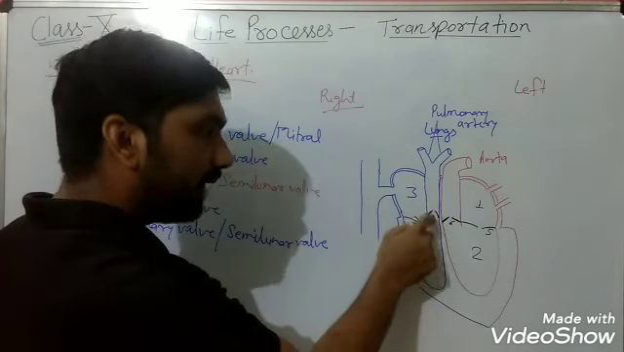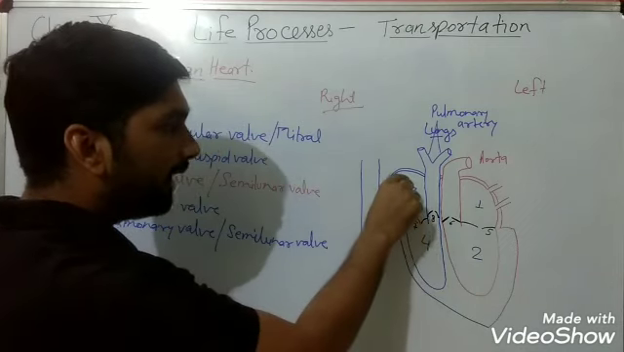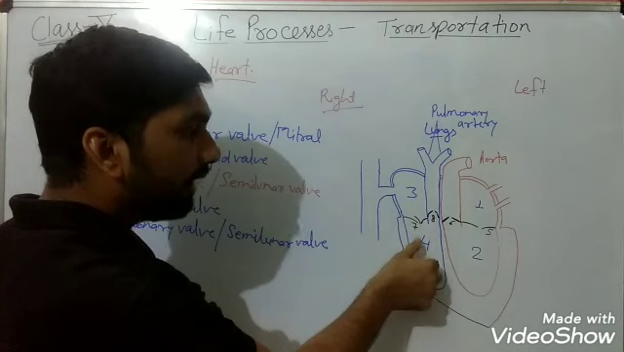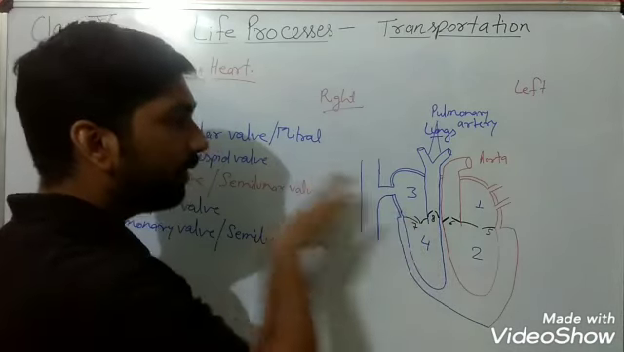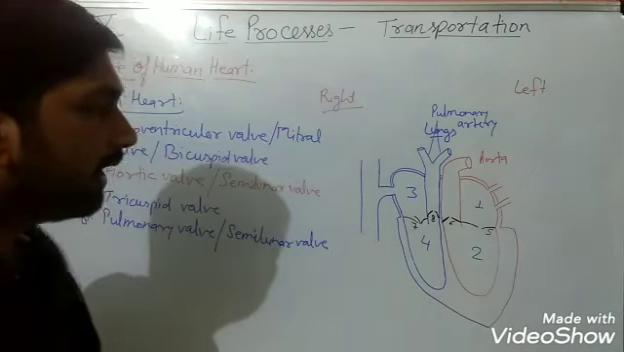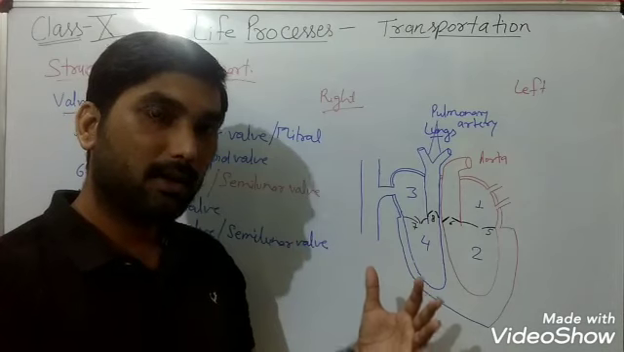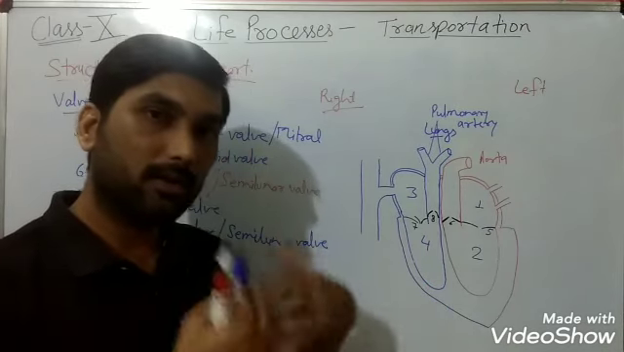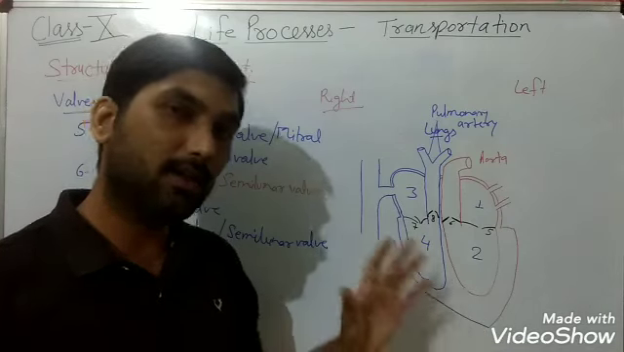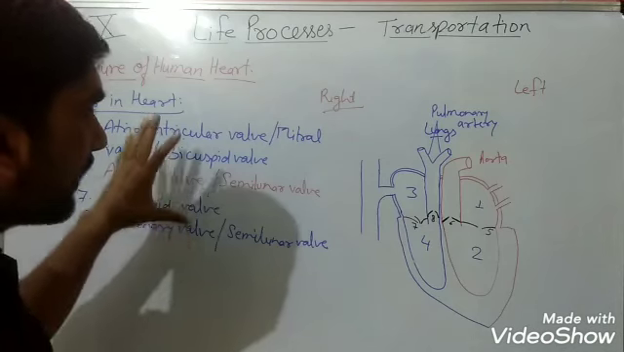The pulmonary artery again contains a valve, known as the semi-lunar valve. Between the right atrium and right ventricle, three cusp-shaped valves are present, known as the tricuspid valve. All the valves have the same function: they prevent the backflow of blood, and they allow the passage of blood only in one direction. So this was all about the valves.